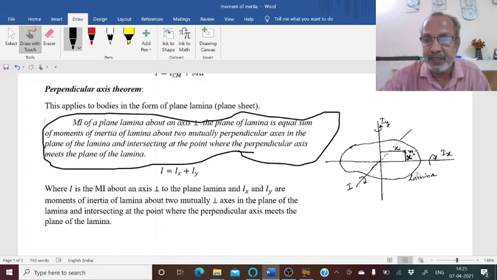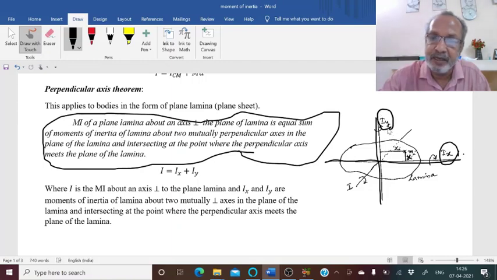Suppose we have a plane sheet like this, and we consider a rotation axis lying in the plane of the lamina like this, and another rotation axis again lying in the plane of the lamina but perpendicular to the previous rotation axis. Let Ix be the moment of inertia about this axis, and Iy the moment of inertia of the lamina about this vertical axis.